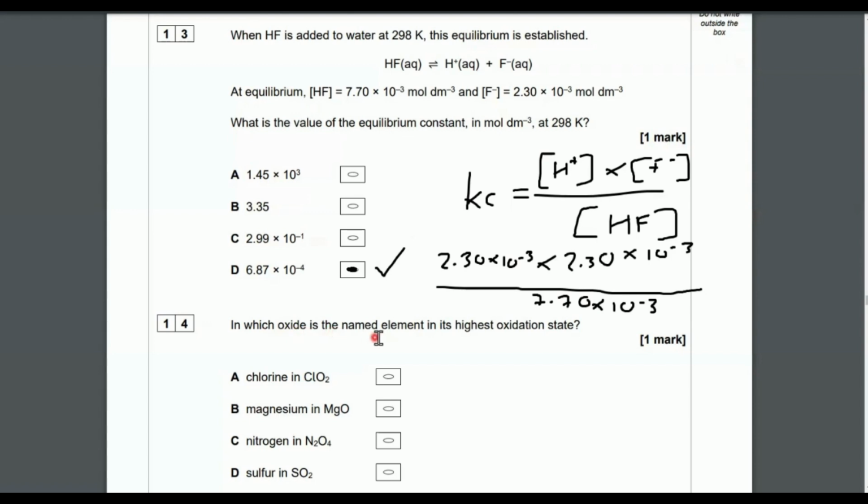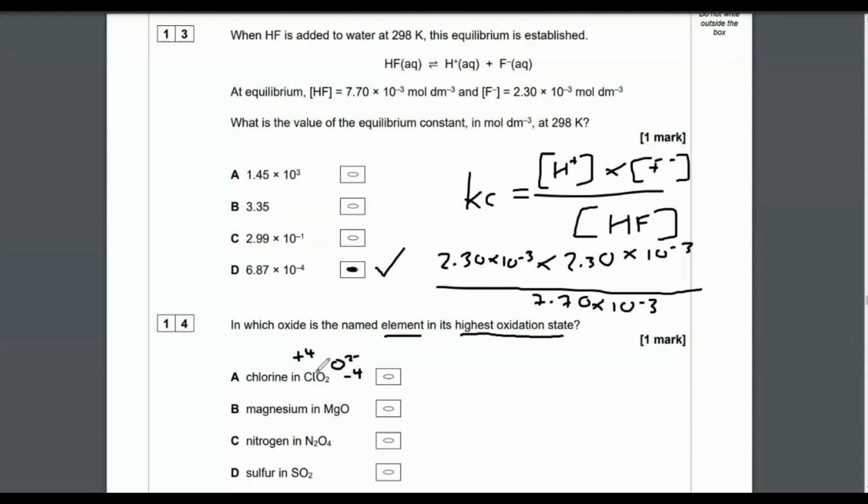14, in which oxide is the named element in its highest oxidation state? So we could make a real mistake here because it's not saying which element has the highest oxidation state. It's saying which is in its highest possible oxidation state. So let's look at chlorine. We always like to say that oxygen is 2 minus. So as there's 2 oxygens, that's a total of minus 4. That means that the chlorine here has to be plus 4.